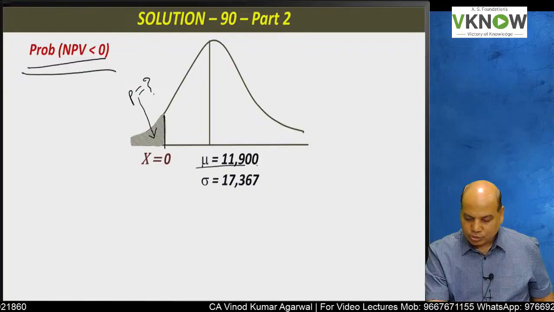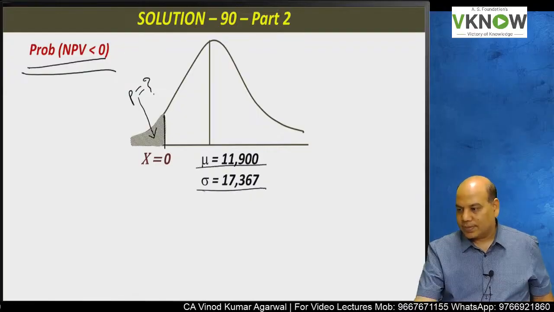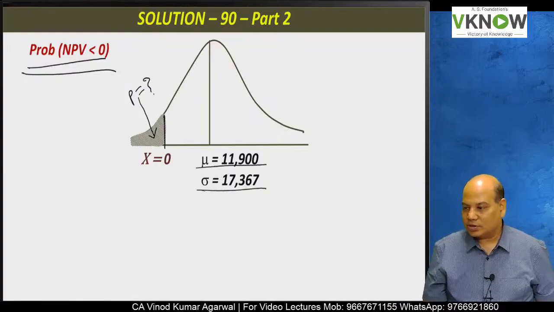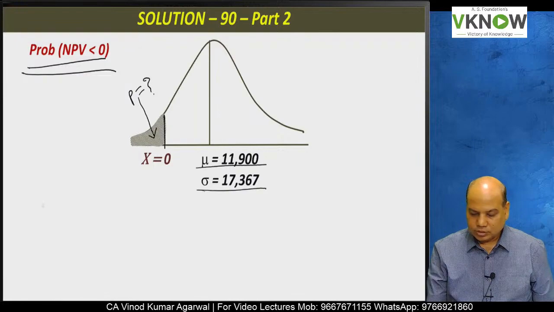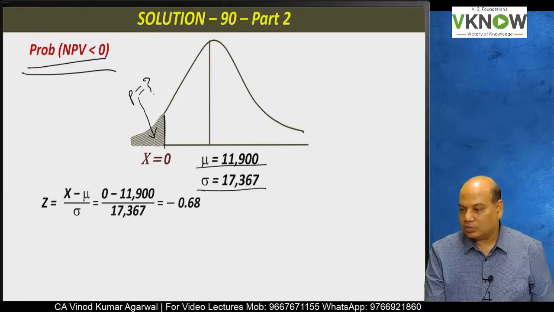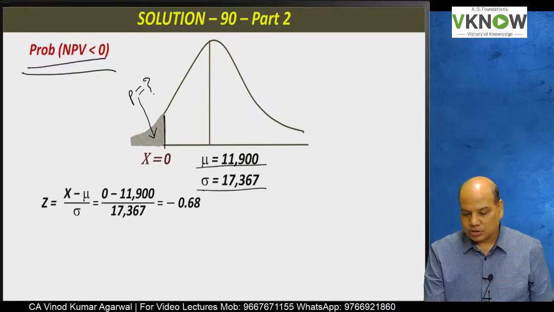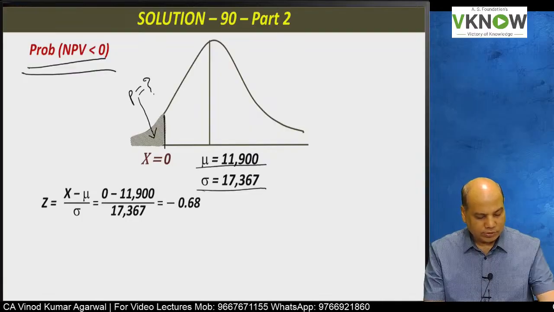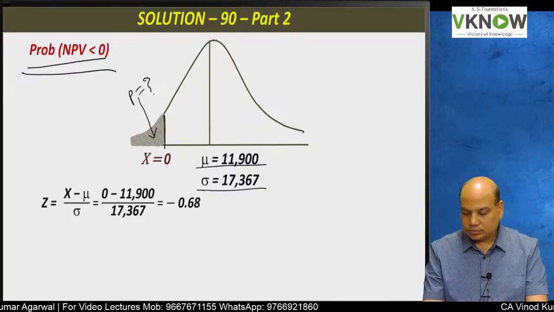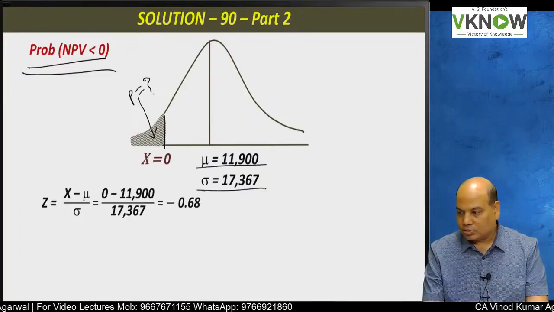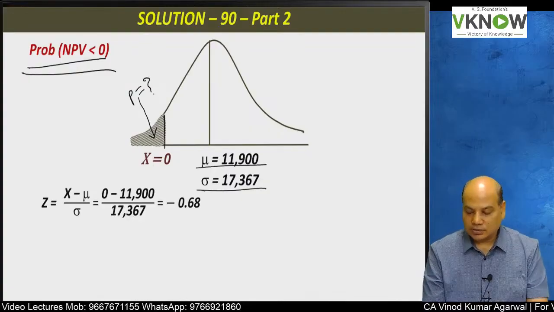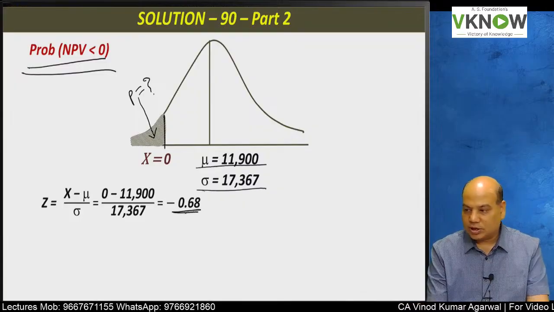In the center write mu equal to 11900. Standard deviation write 17367. First you find Z value. Z is equal to x minus mu upon sigma. x is 0 minus 11900 upon sigma 17367. You are getting minus 0.68.